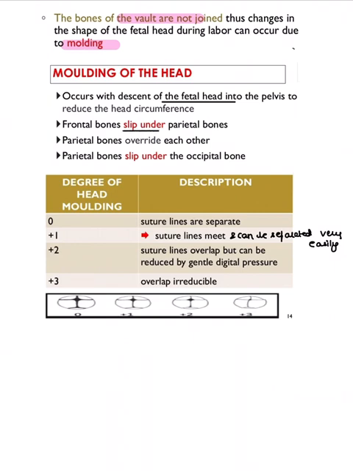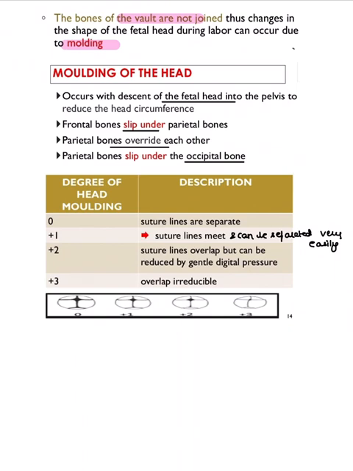So what happens during the process of molding? The frontal bones slide under the parietal bones. The parietal bones override each other, and the parietal bone further goes under the occipital bone. This prevents damage to the internal organs.